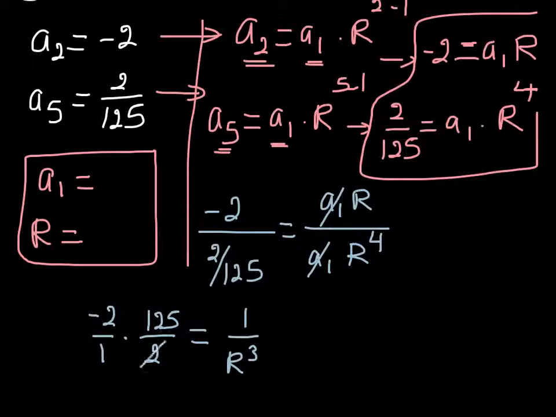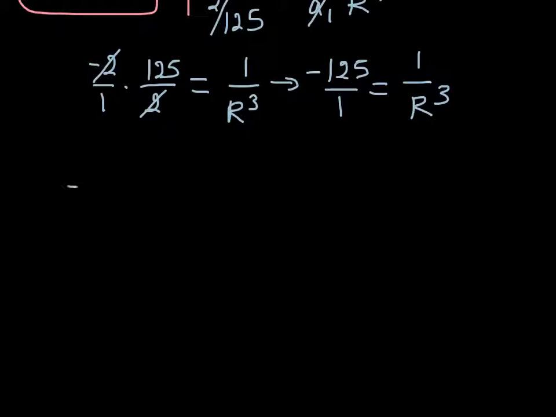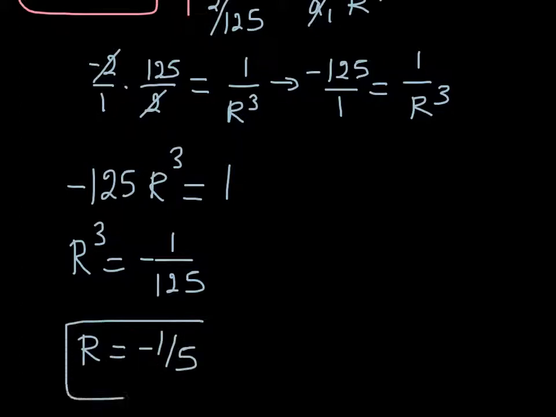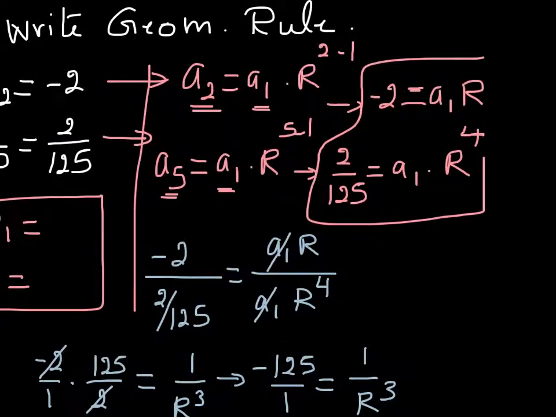We're going to continue with this work until we solve for r. Now when we simplify the 2, we have negative 125 over 1 equals 1 over r cubed. I need you to cross multiply. And if we cross multiply, we have negative 125 r cubed is equal to 1. Solve for r cubed. r cubed is going to equal negative 1 over 125. And if you cube root both sides, r is equal to negative 1/5. Alright, we found r. We're still looking for a1. Now we're going to look back over here and say, let's look at this formula right over here. Can we do this one here? We know already r. Can we find a1?